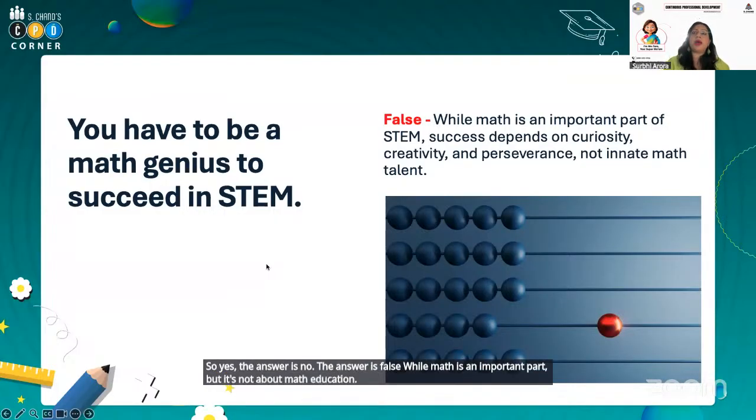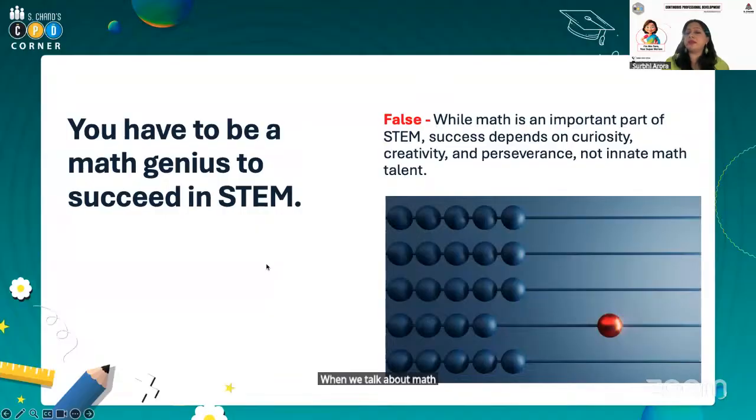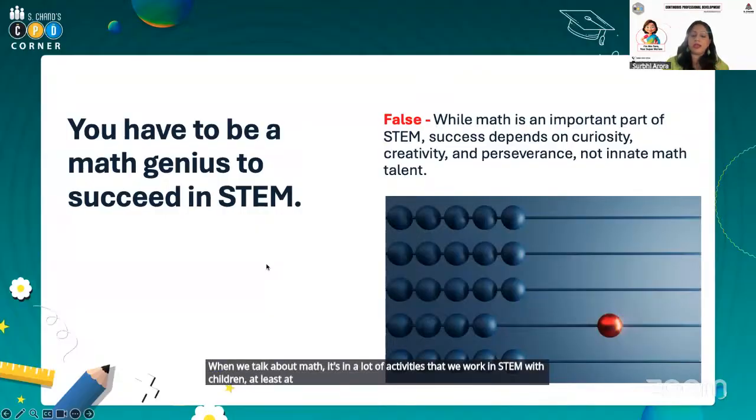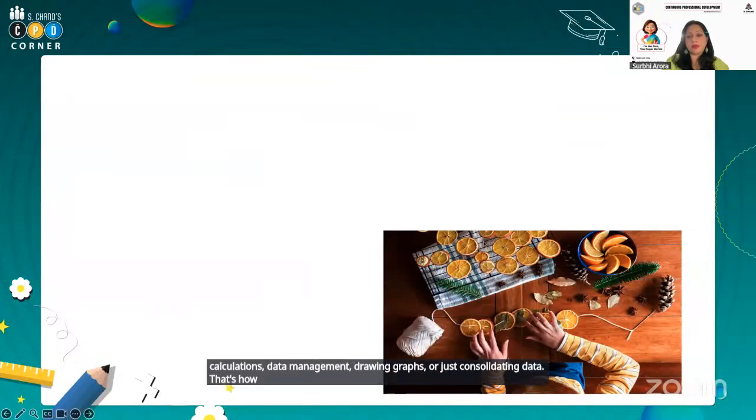When we talk about math, it's in a lot of the activities that we do in STEM with children, at least at school level. Math is at a very base level of basic calculations, data management, drawing graphs, or just consolidating data. That's how math is used in multiple places.